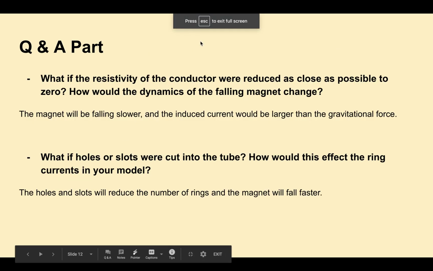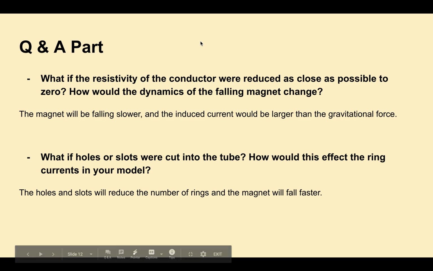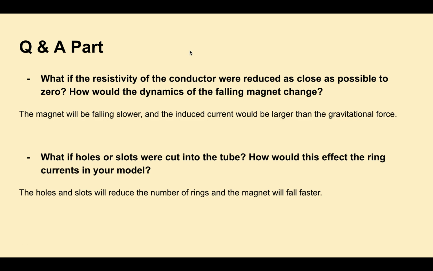The Q&A part. If the resistivity of the conductor is reduced, the magnet will fall slower and the induced current will be larger than the gravitational force. And if holes or slots were cut into the tube, that will reduce the number of rings and the magnet will fall faster in this case.